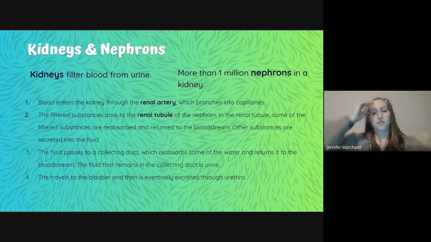These are the steps that happen within the kidneys. The blood enters the kidney through the renal artery, which branches into the different capillaries. We learned about those last week when we learned about the lungs. Then it filters into the substances that pass through the renal tube of a nephron. Then in the renal tube, some of the substances are filtered and reabsorbed into the bloodstream, and others are secreted into a fluid. The fluid passes through a collecting duct, which reabsorbs some of the water and then returns it to the bloodstream. And then the fluid that remains in the duct is called the urine. That urine travels to the bladder, and then it is eventually excreted through the urethra.